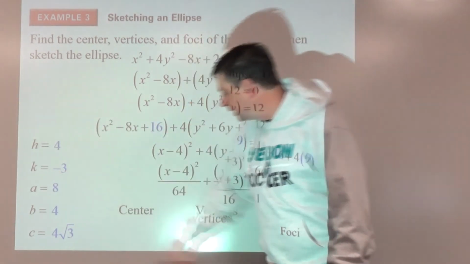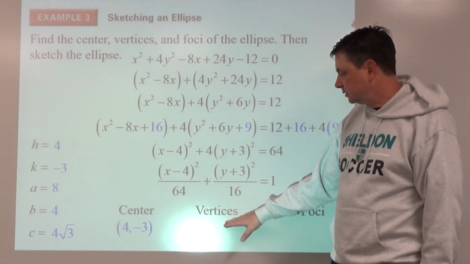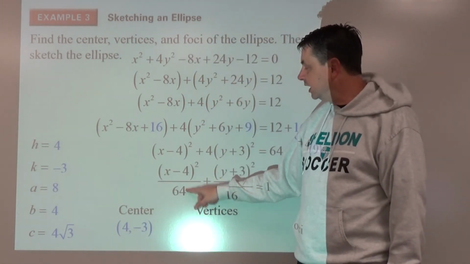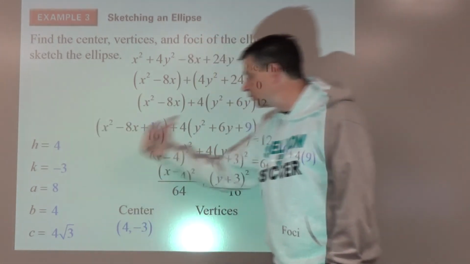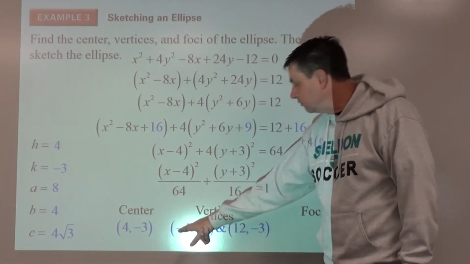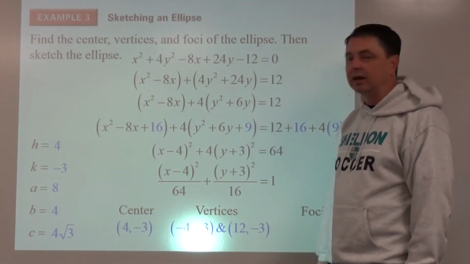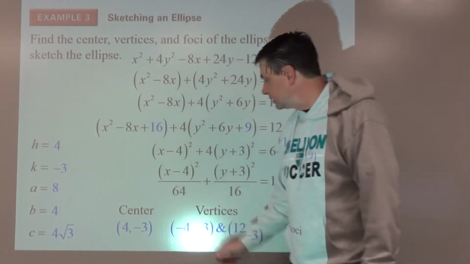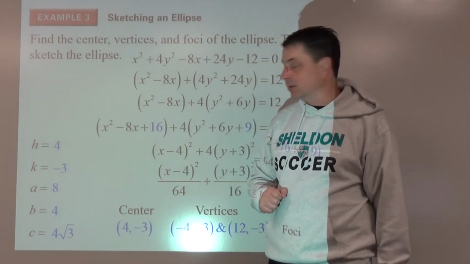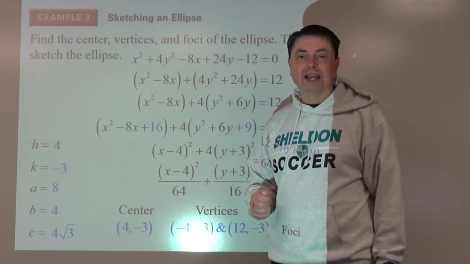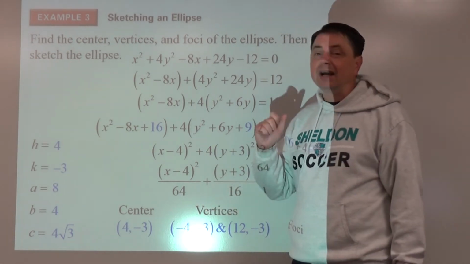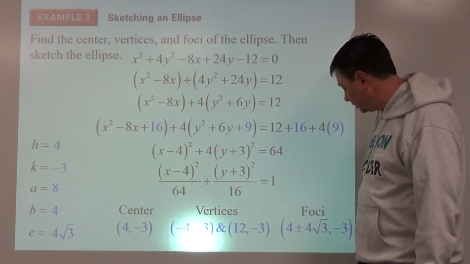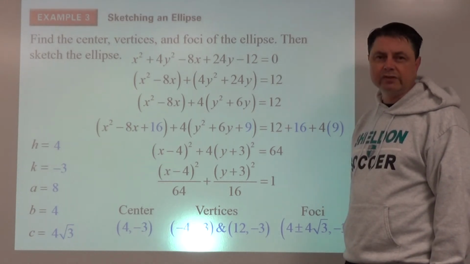So our center, 4, negative 3. The vertices, 8 away from the center, came from here. It's under the x, so we're talking about left 8 and right 8 from the center. So negative 4, negative 3, and 12, negative 3. Foci, 4 root 3 from the center. Again, left and right because they have to be on the major axis. So if we're talking about left and right, we don't have like terms here. We're talking about adding and subtracting from the x coordinate. So 4 plus or minus 4 root 3, comma negative 3 are the two foci.